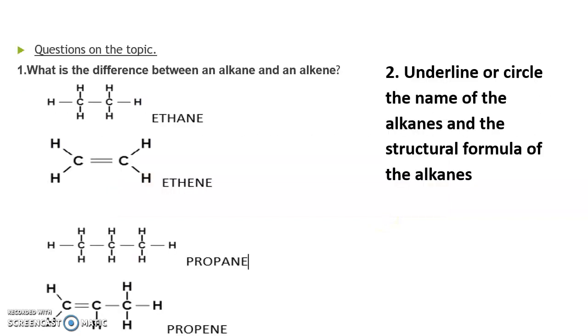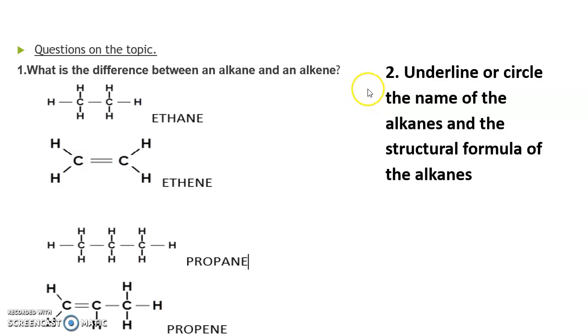Now let us look at some questions on this topic. What is the difference between an alkane and an alkene? By looking at the structure here, we can see that alkanes have all single bonds and alkenes have a carbon to carbon double bond. And we can also see that the name of the alkanes end with A and E. The name of alkenes end with E and E.